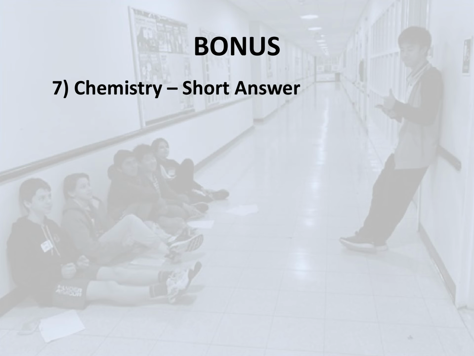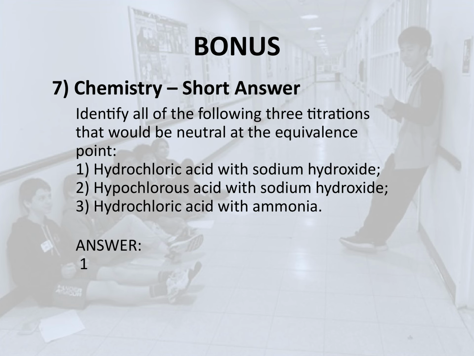Bonus 7. Chemistry, short answer. Identify all of the following 3 titrations that would be neutral at the equivalence point. 1. Hydrochloric acid with sodium hydroxide. 2. Hypochlorous acid with sodium hydroxide. 3. Hydrochloric acid with ammonia. Answer: 1.